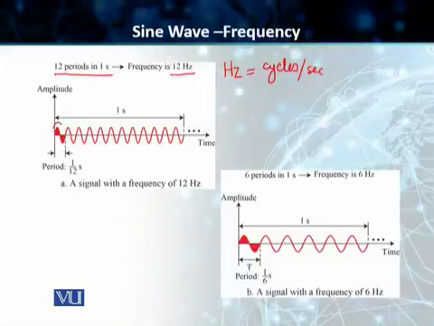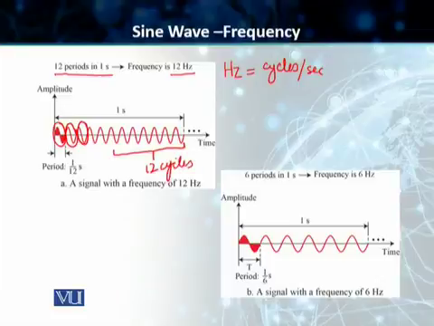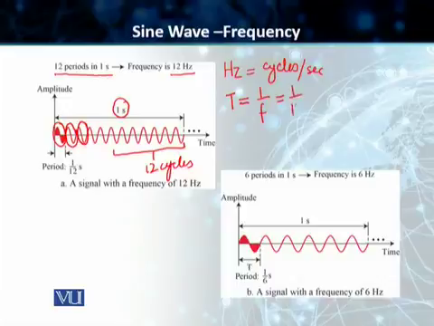This particular bit represents one cycle. And if you count all of these, cycle number 2, cycle number 3, and so on, this whole thing comes out to be a total of 12 cycles which are completed in 1 second, and therefore the frequency is 12 hertz. Now we know that the time period or the period is equal to 1 over frequency, and therefore in this particular case it's going to be 1 by 12 seconds.